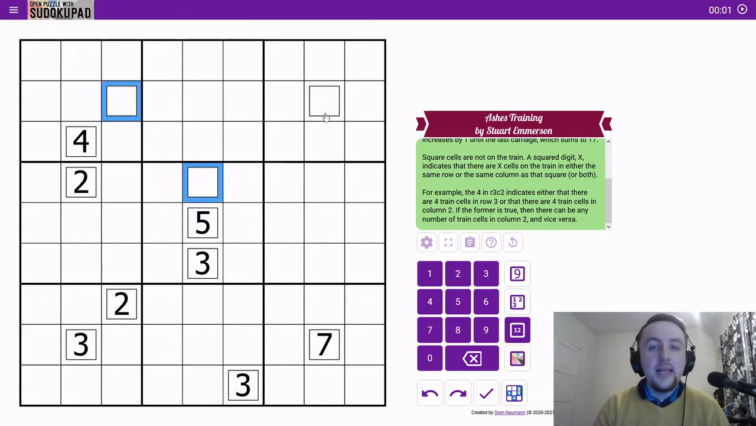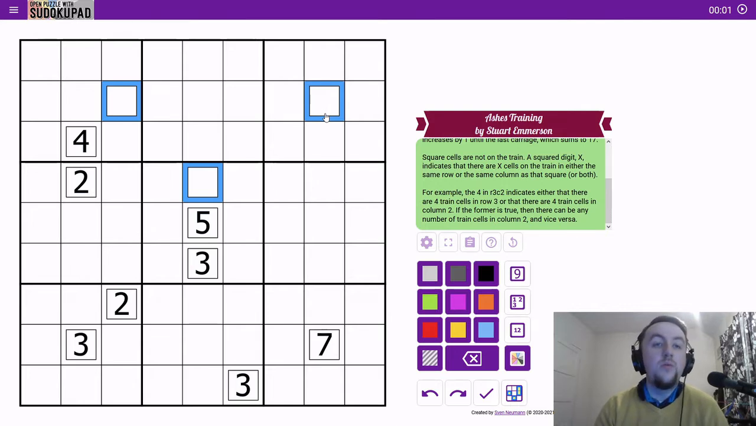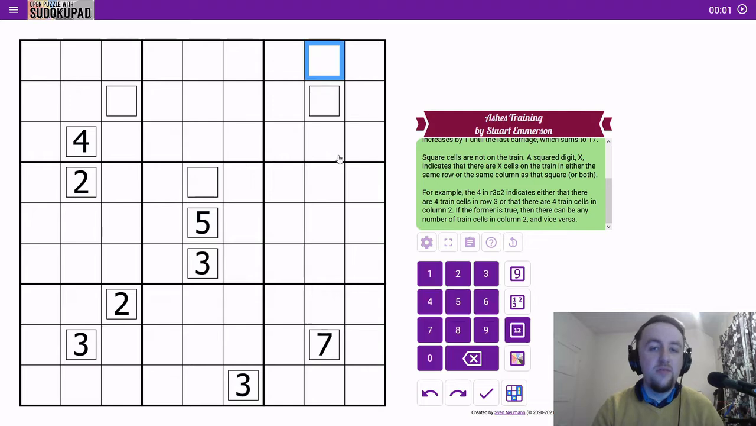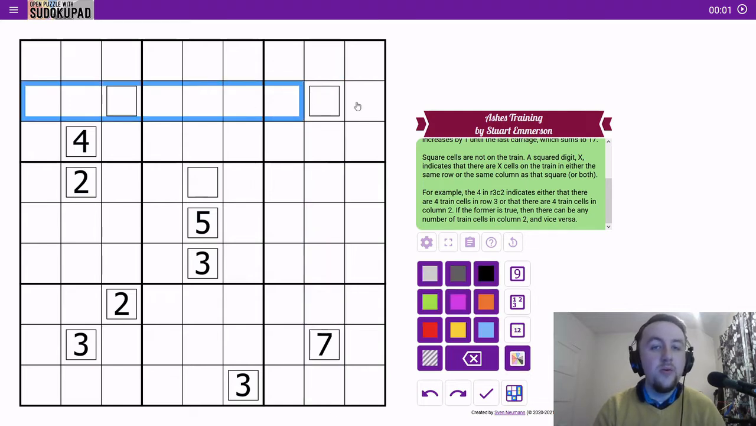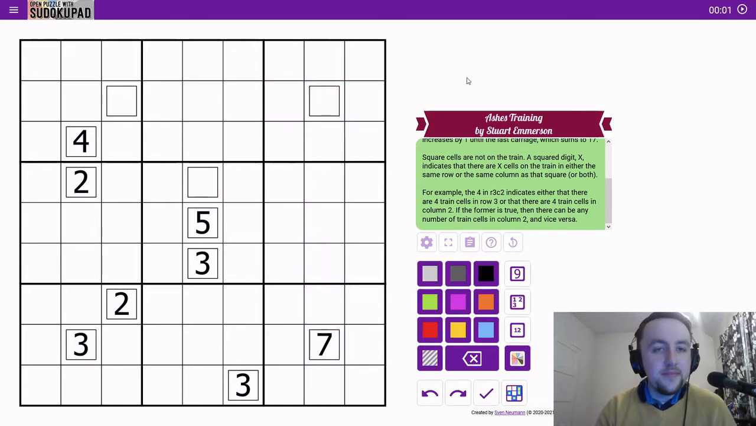Again, we've got some blank cells. They are for you to fill in, or to fill in first and then work out how many train cells go around them based on that, or not around them, but in the column or row, or potentially you might find out how many go around them and then be able to fill in the digit from there. Good. This one is called Ash's Training.